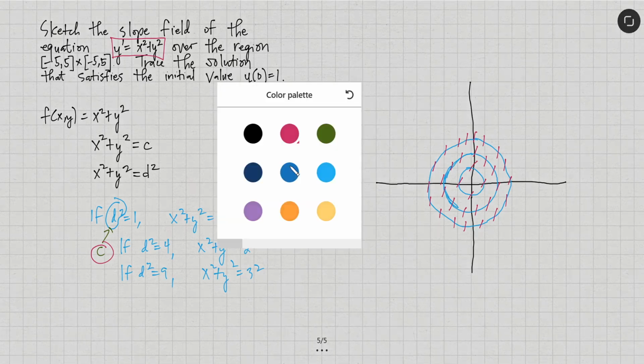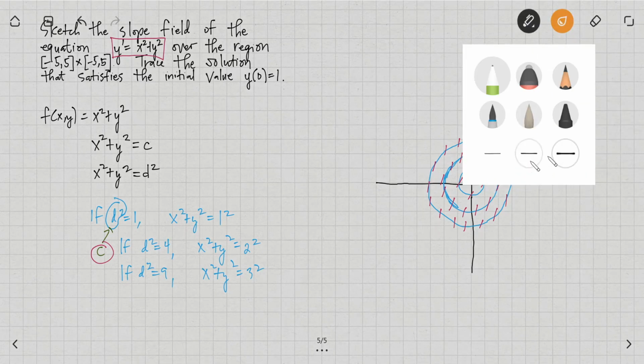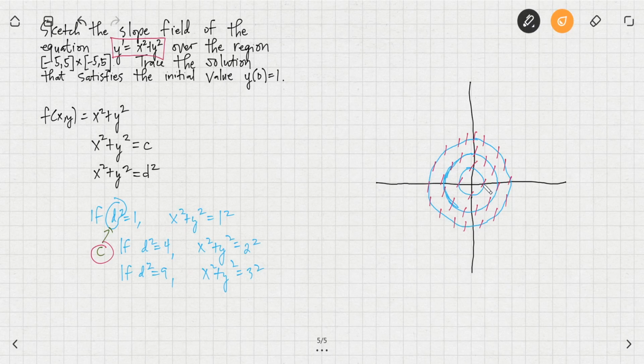Gamit ako ng ibang kulay. Let's say orange. Let me make it thicker. So y of 0 equals 1. Ibig sabihin, when x is 0, y is equal to 1. Ayan. And then, I'm going to just follow the flow of my slope field. Ayan.